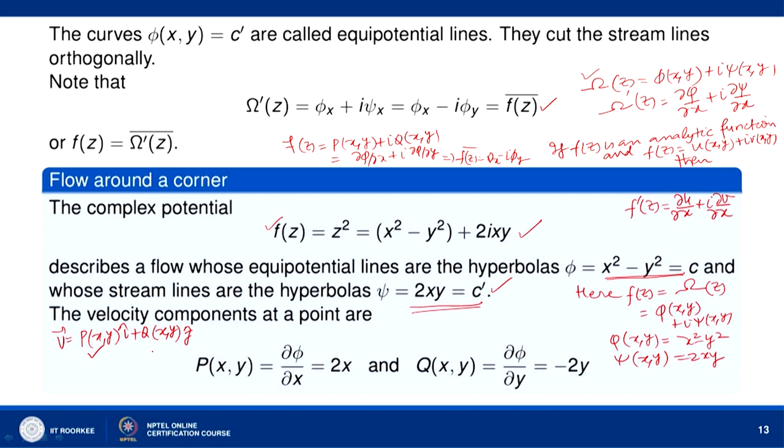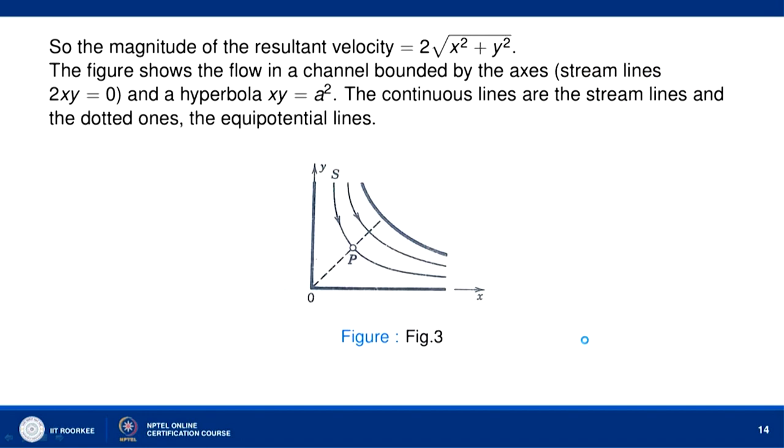These are the velocity components P(x,y) and Q(x,y), and we know that P(x,y) equals phi x, Q(x,y) equals phi y. So P(x,y) equals phi x, which is 2x, and phi y is minus 2y, so Q(x,y) equals minus 2y. And so, for the magnitude of the resultant velocity, we know P(x,y) equals phi x which is 2x, Q(x,y) equals phi y which is minus 2y.